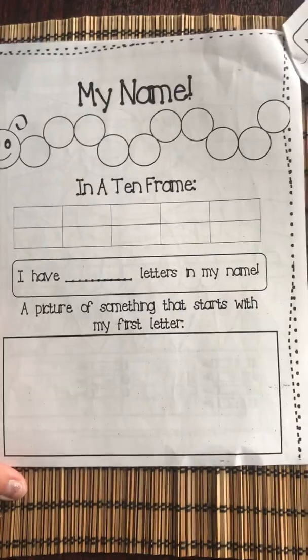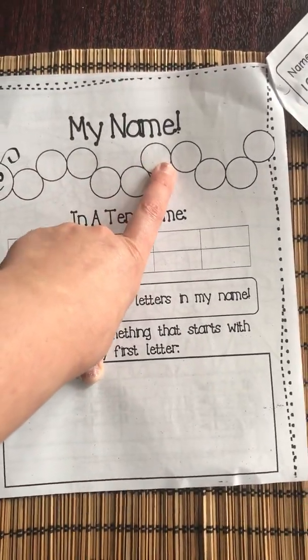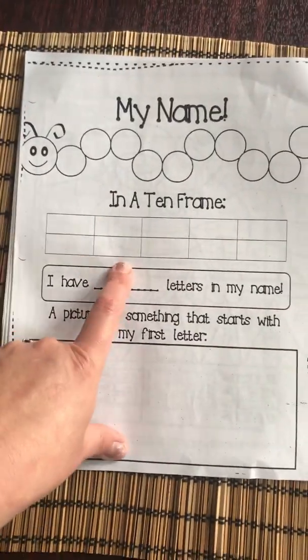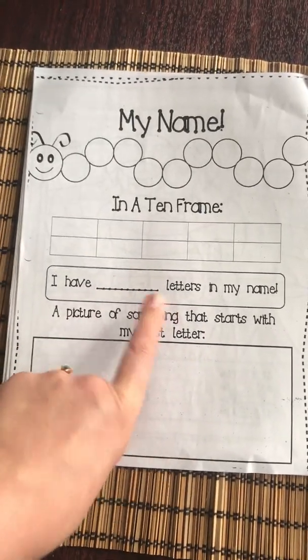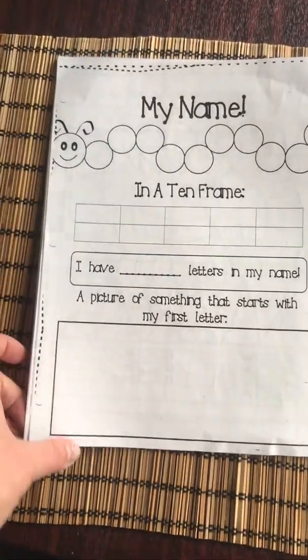This is just a fun worksheet about your name. So you're going to write each letter of your name in one of the circles, and then you're going to write the letters to make a 10 frame. And then count how many letters you have in your name. And then draw a picture of something that starts with the first letter of your name.